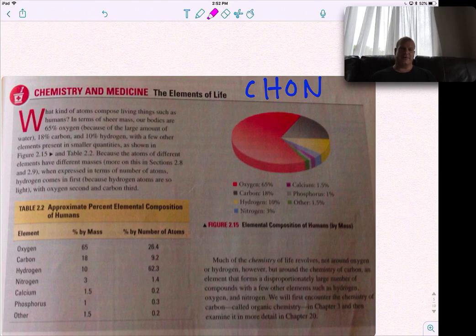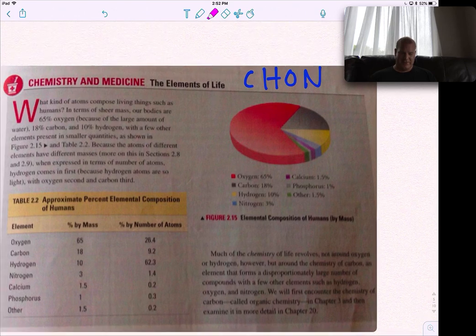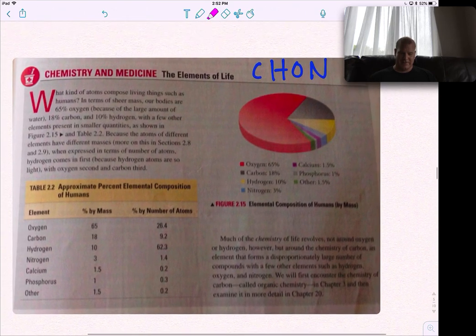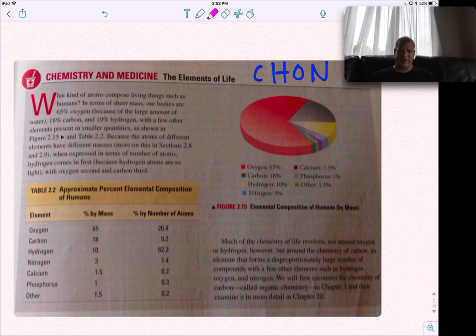Because we've got a lot of water in ourselves. We have lots of water, and so we're more than half water. That's where that comes from. We're more than half water because H2O is 2 hydrogens, 1 oxygen. But there's more to life than just water.